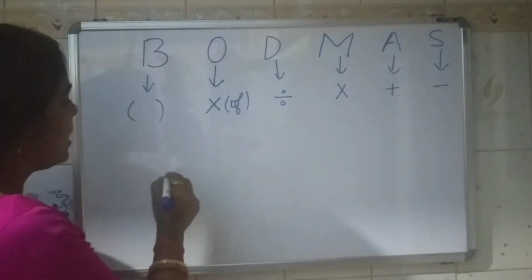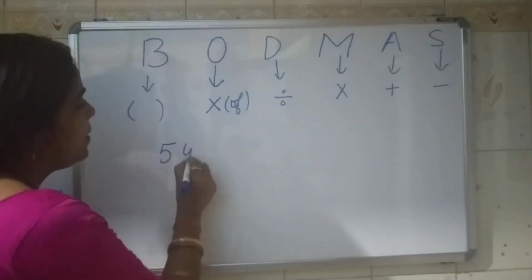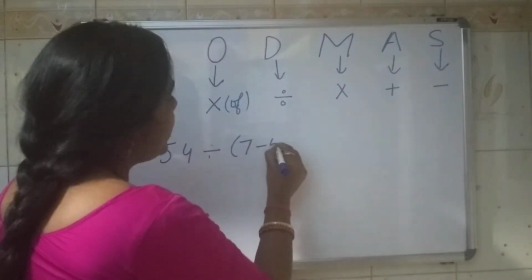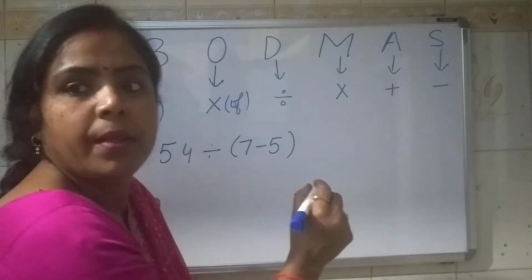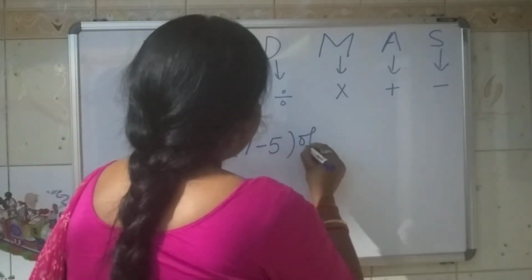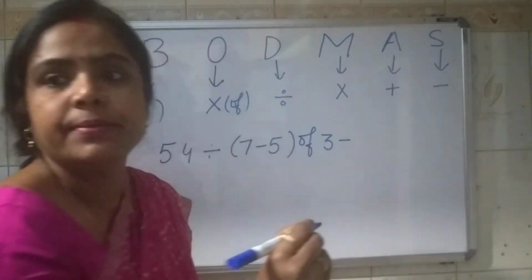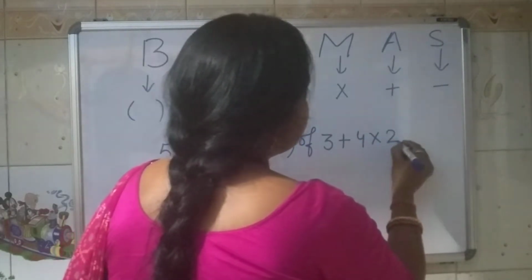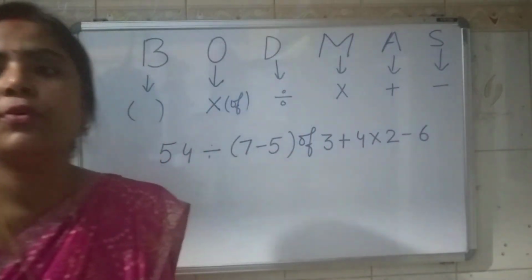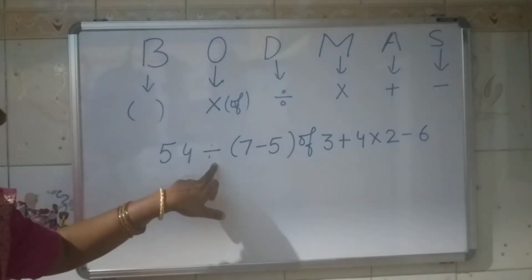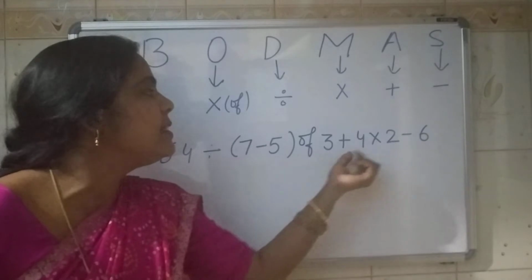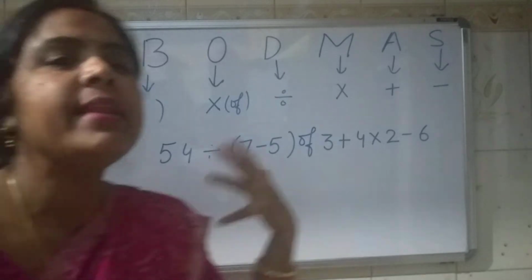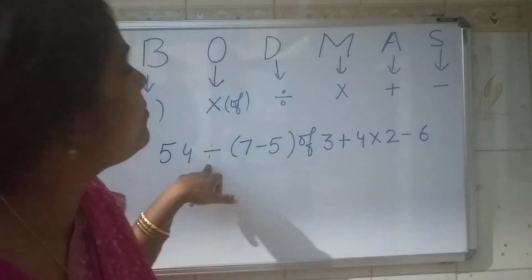I am taking here one example: 54 divided by (7 minus 5) of 3 plus 4 into 2 minus 6. This is the question I have taken here. Here division is also there, bracket is there, off is there, multiplication is there, addition is there and subtraction is there. In general, it's our nature, it's our habit: whatever is given first we are doing that.